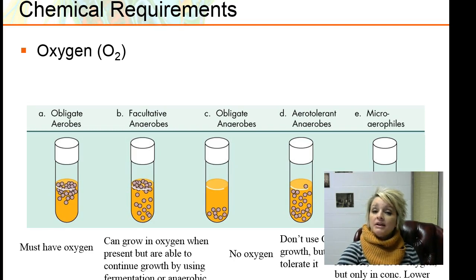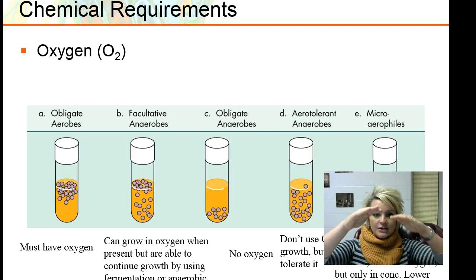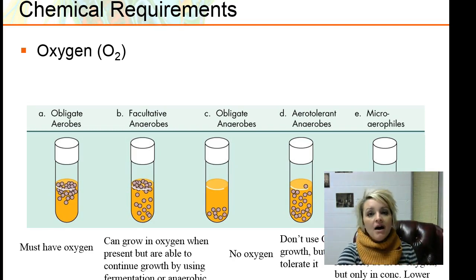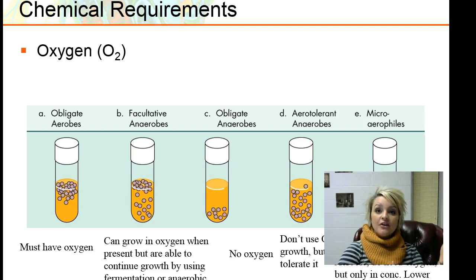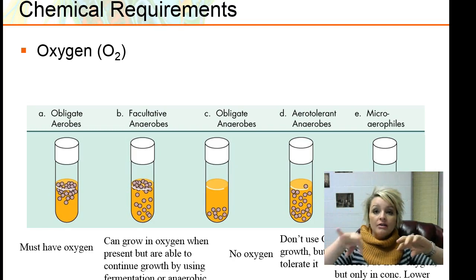On C, we see growth down at the very, very bottom and nowhere else. That's because those are obligate anaerobes. Obligate anaerobes have to grow in the absence of oxygen. If I need to take away all of the oxygen, I need to drop way down to the bottom, and that's the only place that those are going to grow. D is an aerotolerant anaerobe, and what I notice about D that is different from B is there is no growth ring around the top. What I see are microbes dispersed all throughout that test tube, and it's pretty even.